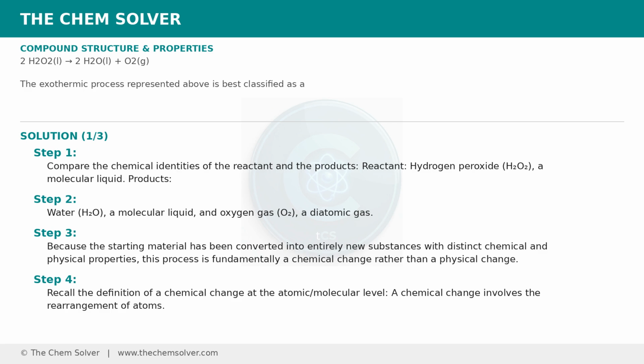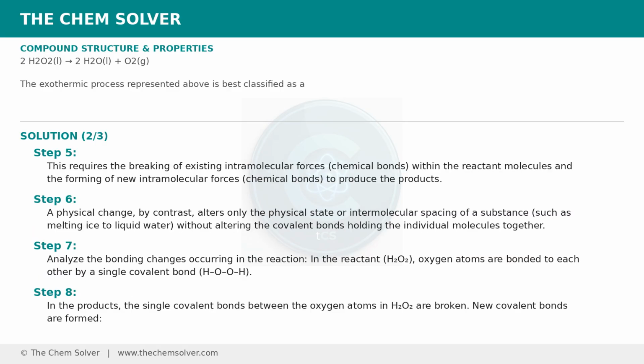Recall the definition of a chemical change at the atomic/molecular level. A chemical change involves the rearrangement of atoms. This requires the breaking of existing intramolecular forces, chemical bonds, within the reactant molecules and the forming of new intramolecular forces, chemical bonds, to produce the products. A physical change, by contrast, alters only the physical state or intermolecular spacing of a substance, such as melting ice to liquid water, without altering the covalent bonds holding the individual molecules together.